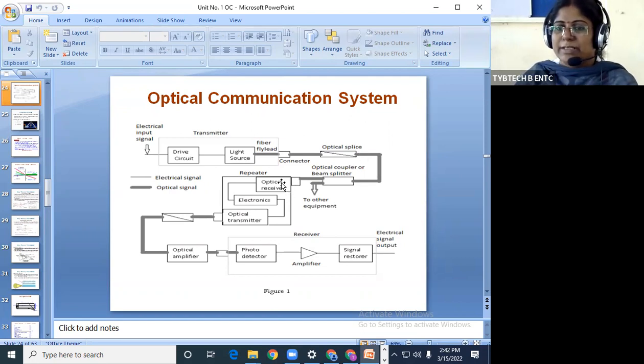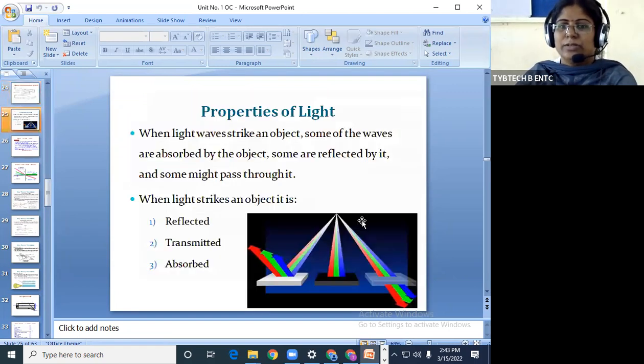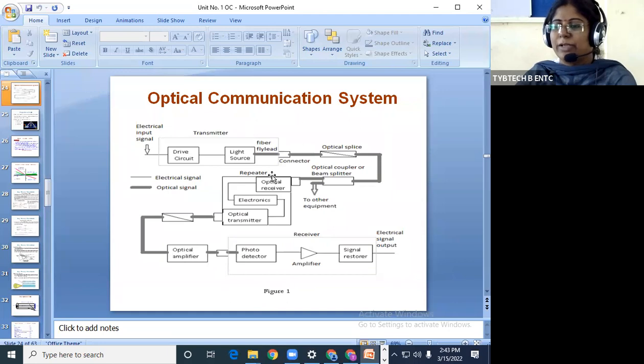Then here the optical receiver, then the repeater electronics, this is the optical transmitter. So all those things are the same, but this is a bit complicated, so right now don't look into that. Whatever is in the book, I have copied it, but that is in the pen drive. So I will modify those notes and upload them in your study material. This is the block diagram of the optical communication system, which is a compulsory question asked in the exam. I hope you are clear with this.